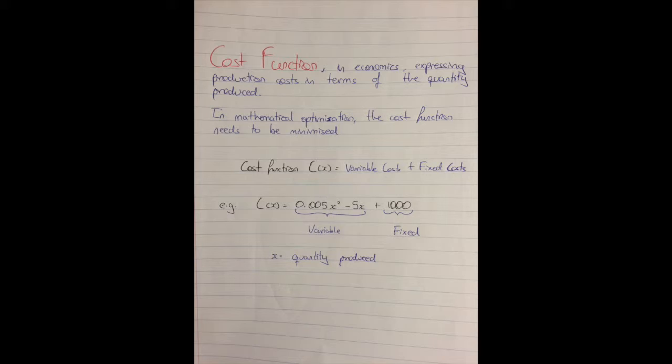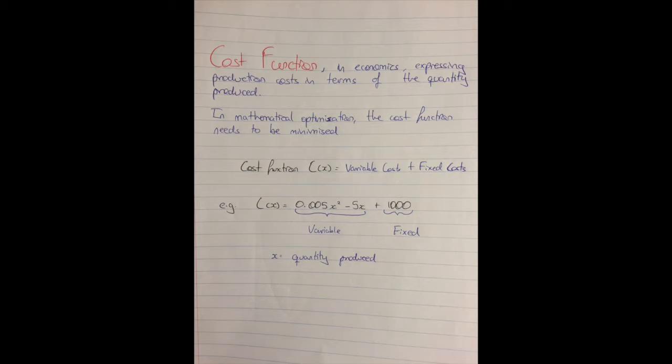The cost function in economics expresses production cost in terms of the amount produced. In mathematical optimization, the cost function needs to be minimized. Cost functions include two costs, a variable cost and a fixed cost. Fixed costs are business expenses that are not related to the level of goods or services produced, such as salary and rent. Variable costs are paid per quantity produced.